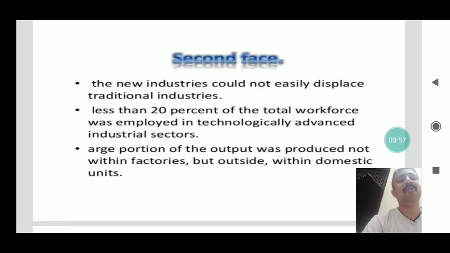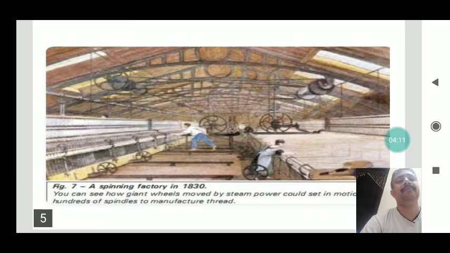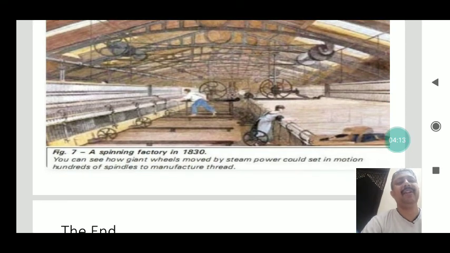A large portion of the output was produced not within factories but outside, within domestic units. We need to understand that people still believed that open space was good, and industrialization was going on in that open space, and very few people believed in the factory system. We can easily understand here that in 1830 a factory was established.